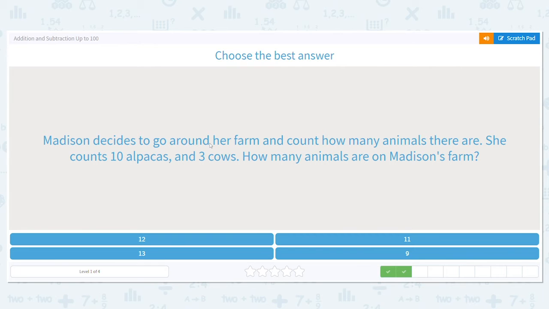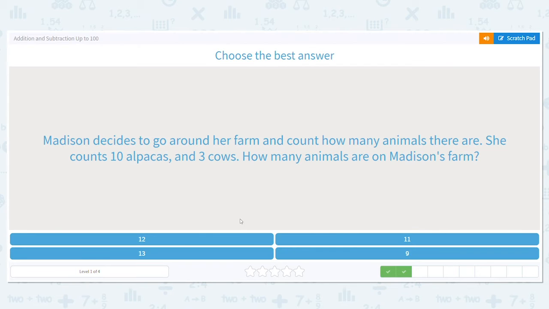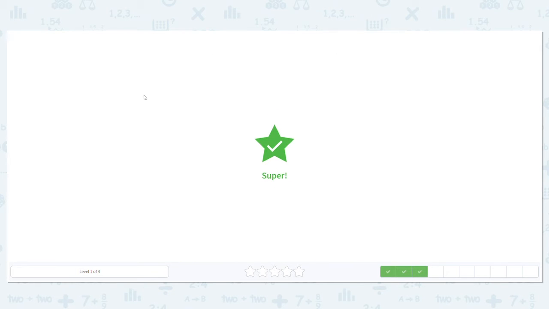Next, Madison decides to go around her farm and count how many animals there are. She counts 10 alpacas and 3 cows. How many animals are on Madison's farm? Now this time, it's multiple choice, so we pick our answers. 12, 11, 13, or 9. Okay, so she's counting, which means addition. She has 10 alpacas and she has 3 cows. So what's my addition problem? 10 plus 3 equals what? What is 10 plus 3? It's 13. So there's 13 animals.